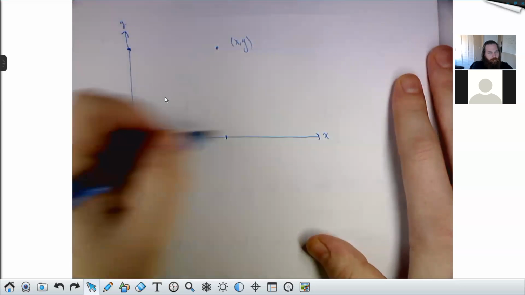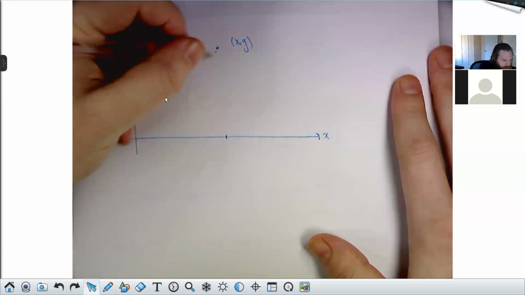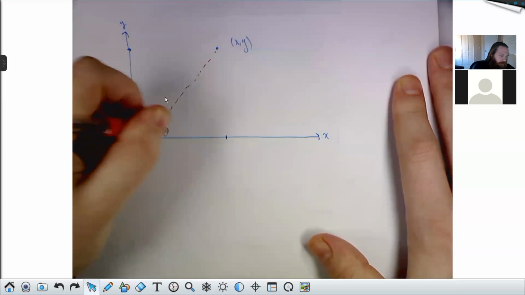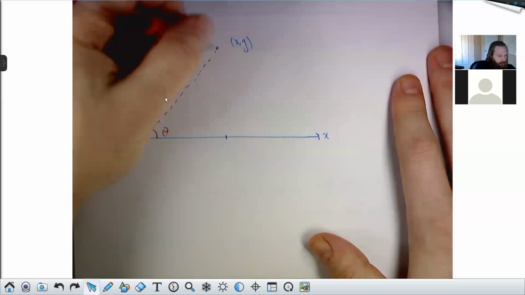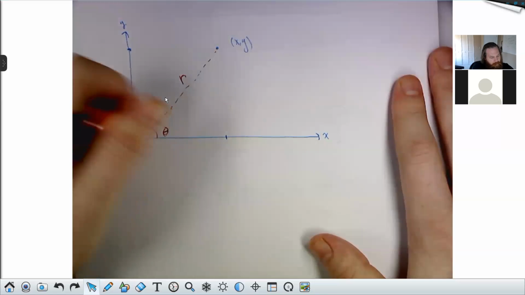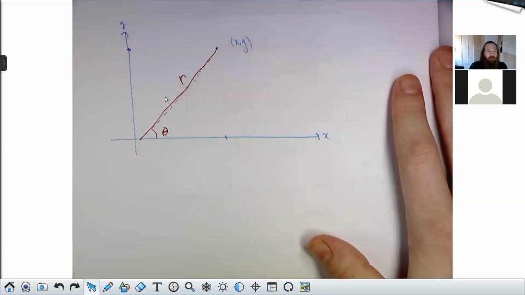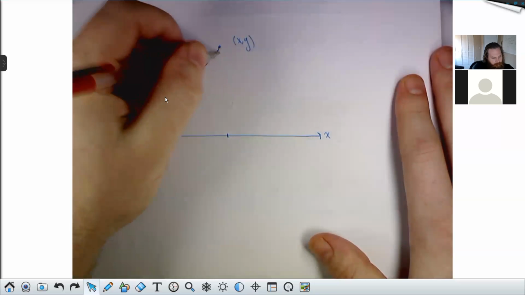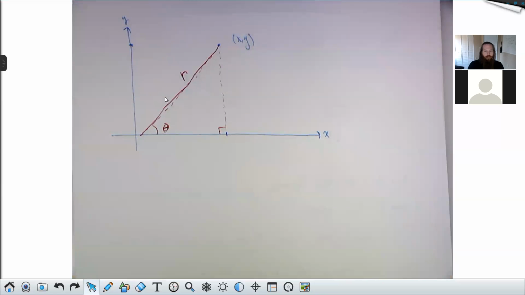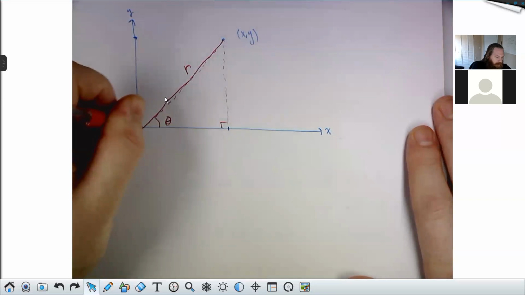This can be thought of as going over this far and then up this far, or can be equivalently thought of as rotating up this angle and then walking out this distance. The distance we call r, the angle we call theta. And what you'll notice is that there's a nice relationship that one can construct between x, y, r, and theta, owing to the fact that this is a little right triangle. Now this should be coming all the way into the origin. My art is just bad.